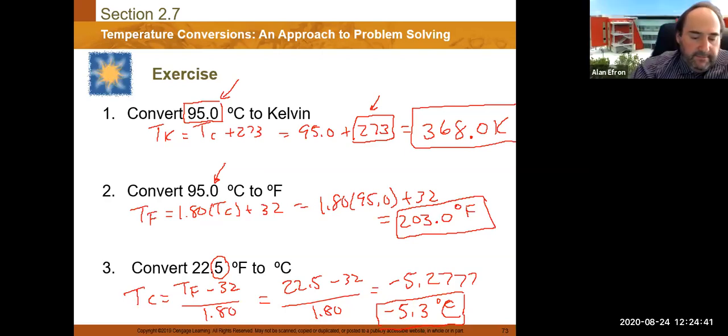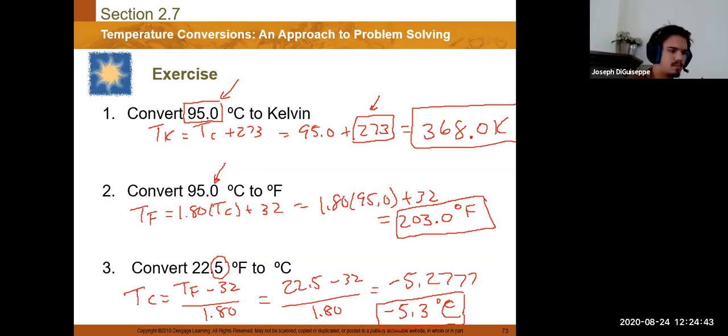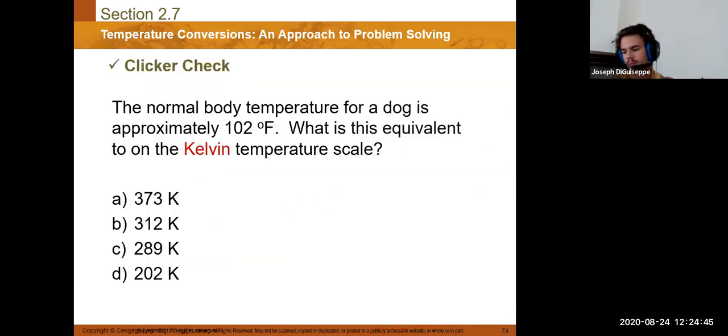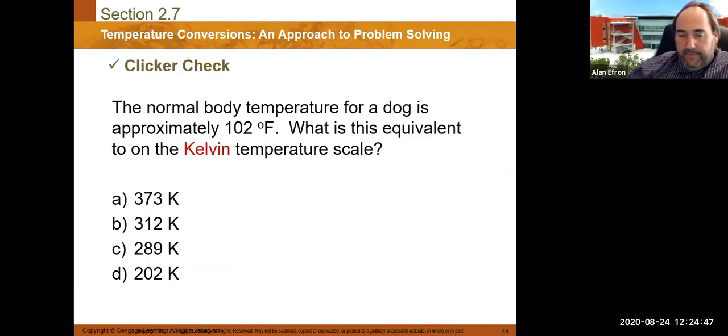Other questions? Okay. All right, so give this one a go, see what you come up with. Hopefully the right answer is up there.